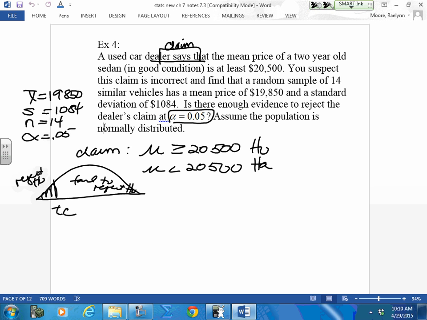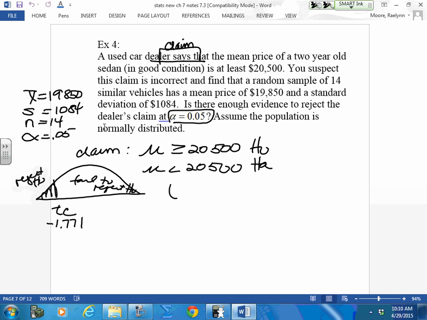Negative 1.77. Negative 1.771. Okay, I need this. This is my cutoff. If I find my t-score, my test statistic, and it falls to the left of this number, I'm going to reject H0. If it falls to the right of this number, I'm going to fail to reject H0.